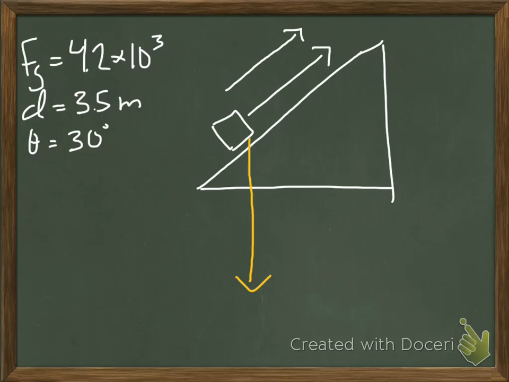But we don't want that. We want to find the force of gravity in this direction, in the same direction as the plane. Because remember, the rule is, when you're calculating work, you have to have both the force and the distance in the same exact direction. So we can do that.